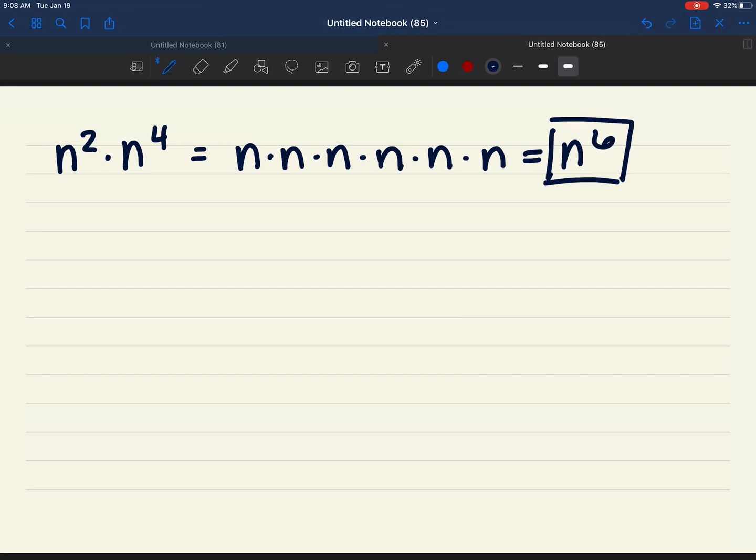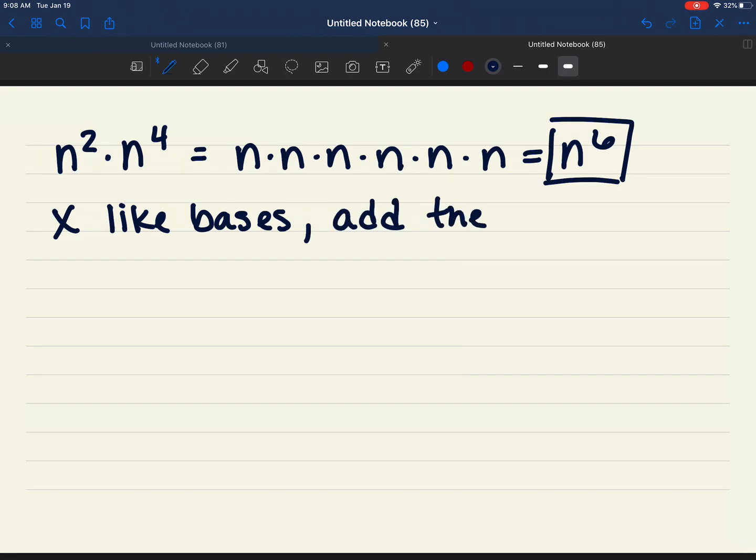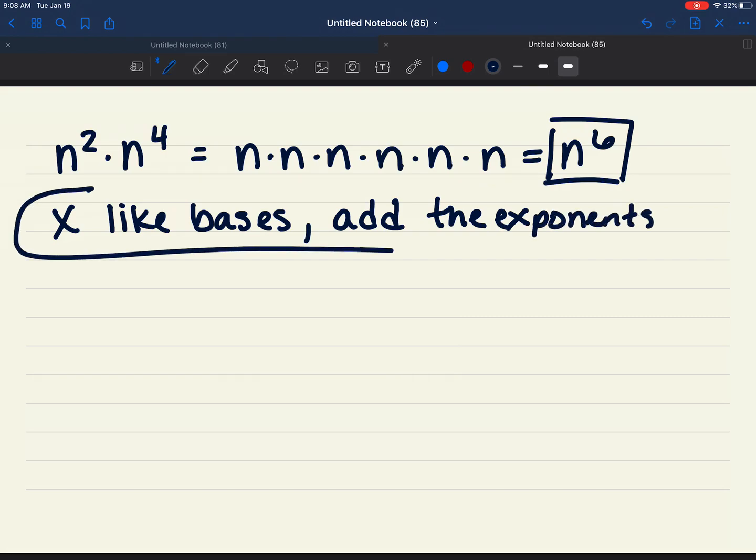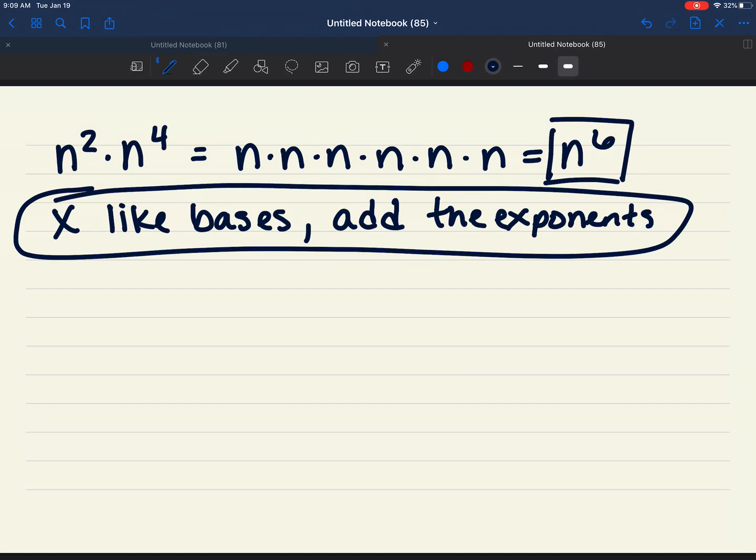So when you're multiplying things with the same base, what do you do to their exponent? Somebody said it. Add. Okay, so to multiply like bases, we're going to add the exponents.